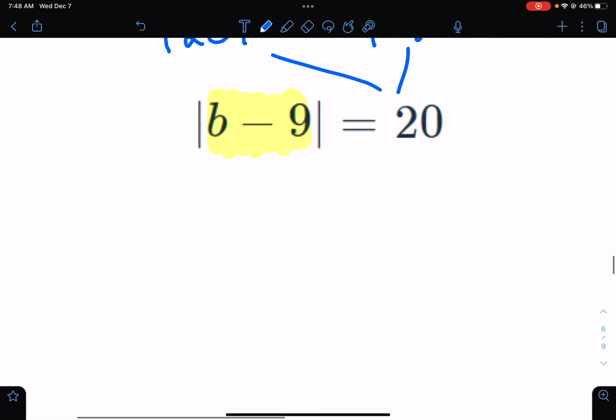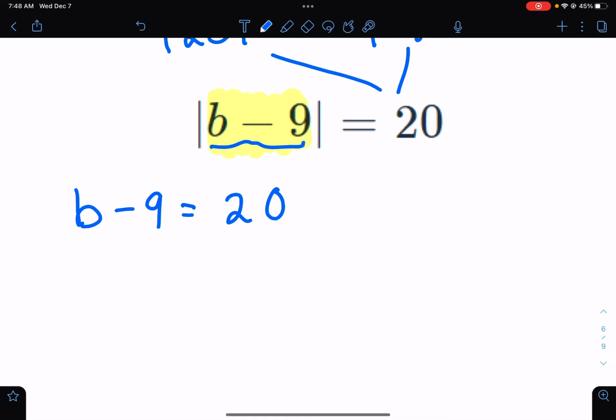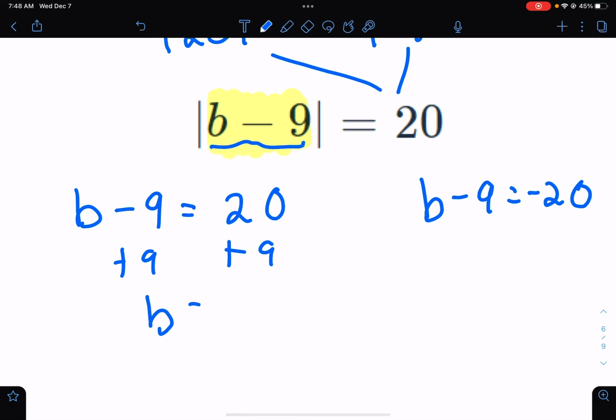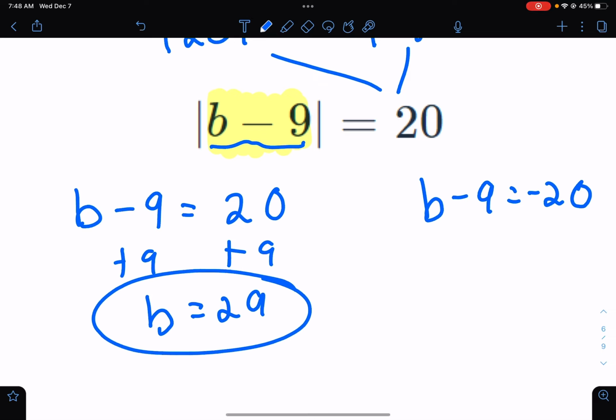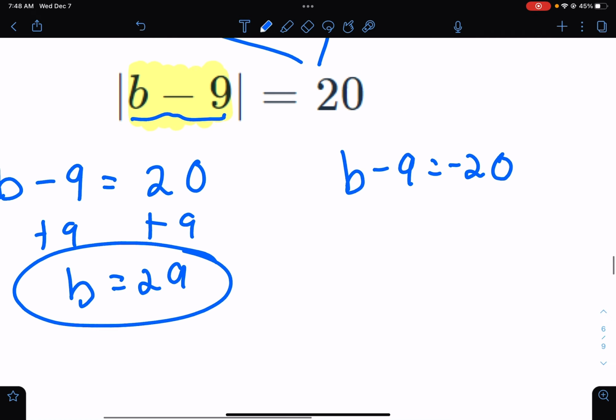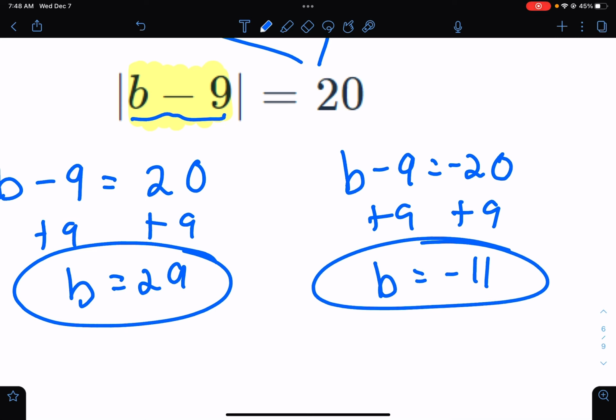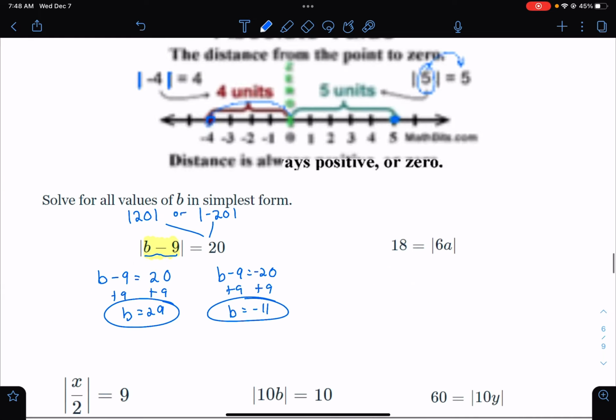So what we do is we take the inside, which is b minus 9, and we're going to account for both of those scenarios. Let's say our inside, b minus 9, is equal to 20, but then let's also make it equal to negative 20. We add 9, we get 29 as an answer, and then we add 9, we get negative 11. Okay, so a lot of the times, not all the time, but a lot of the times with absolute values, you're going to get 2 solutions.